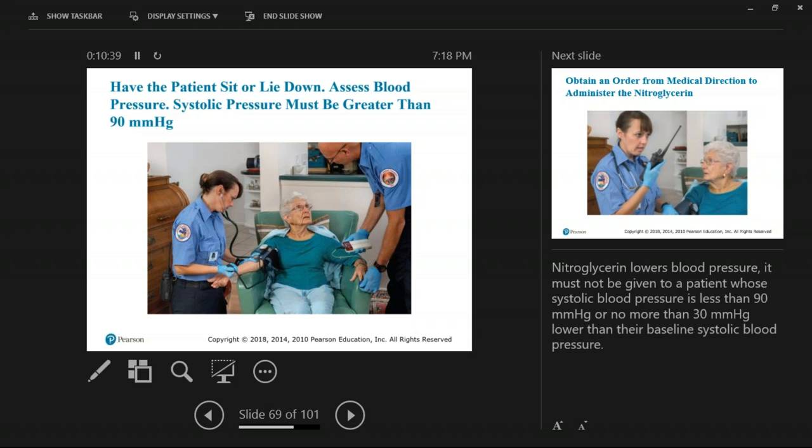Now, these patients really need to sit or lie down when they receive nitroglycerin. For example, if I were her, she had not taken it yet, she has a brand new prescription, I'd put her on a couch, sit her in the middle, and then carry her to the couch.